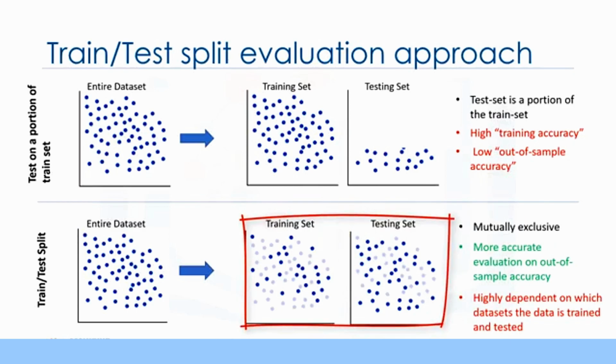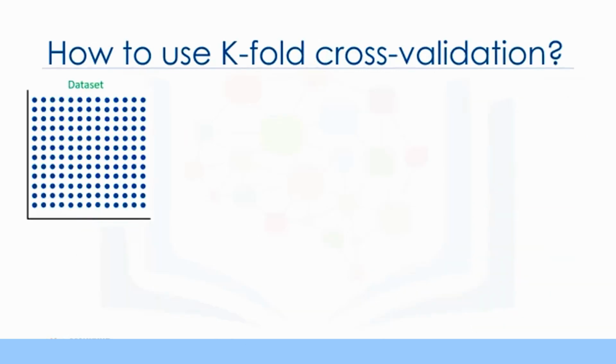The variation of this causes train-test-split to have a better out-of-sample prediction than training and testing on the same dataset, but it still has some problems due to this dependency. Another evaluation model, called k-fold cross-validation, resolves most of these issues. How do you fix a high variation that results from a dependency?